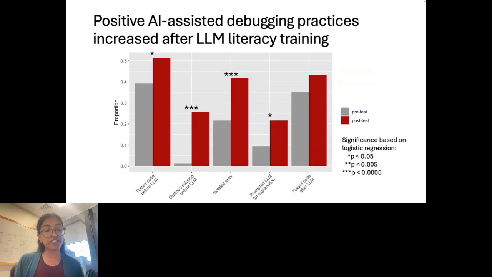So the first set of practices I want to focus on are the positive practices. These are things that prior literature has suggested are positive AI-assisted debugging practices. We can see that many of them significantly increased after the training. In each of these bars, the bar on the left in gray is the pretest. How often was this practice used on the pretest? The red bar is how often it was used on the post-test. So we had significantly more testing of code before using the LLM, outlining a solution before using the LLM, isolating the error, and prompting an LLM for an explanation of its solution. And so these are good things that we want to see our students doing.